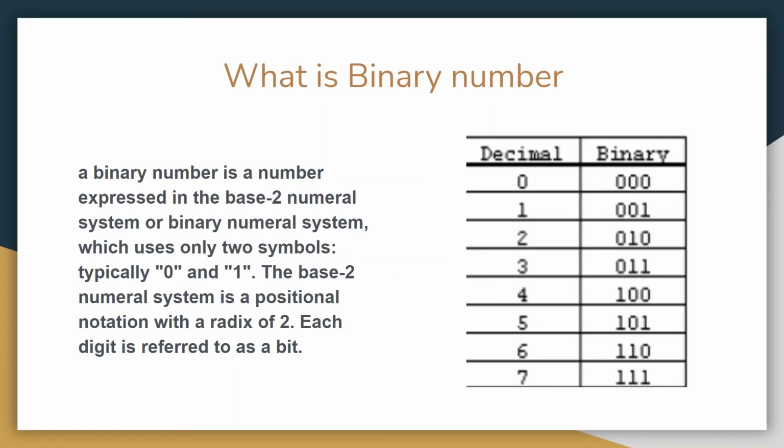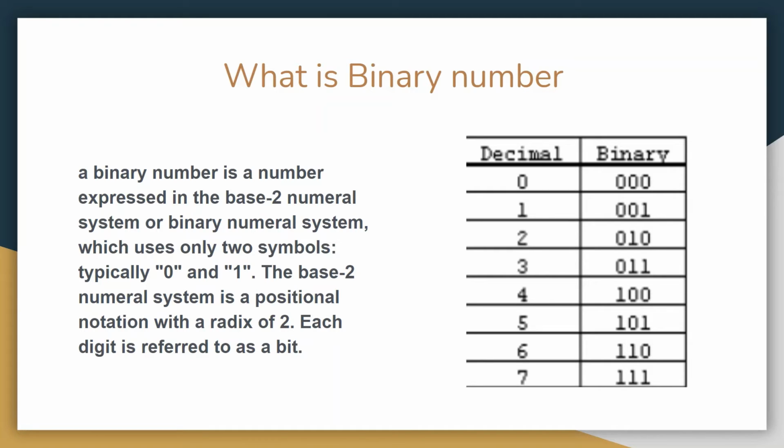So moving forward, what is the binary number system? In a binary number system, we express numbers in base 2. Why do we call this base 2? Because in a binary number system we have only two digits, 0 and 1. We have to represent all numbers on the basis of these two digits. That's why we call this a base 2 number system.